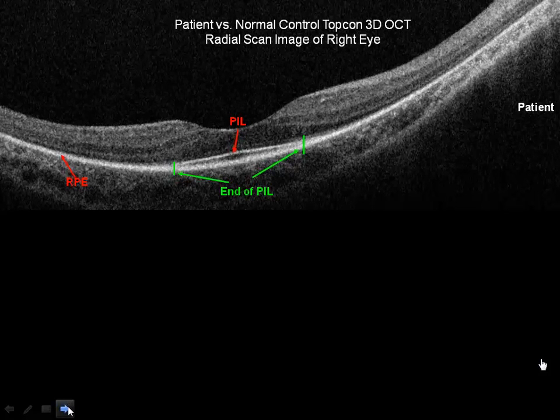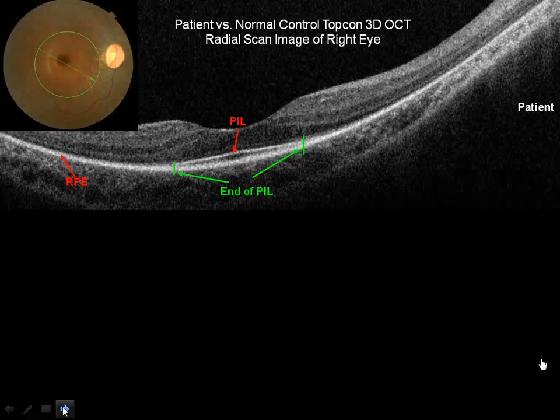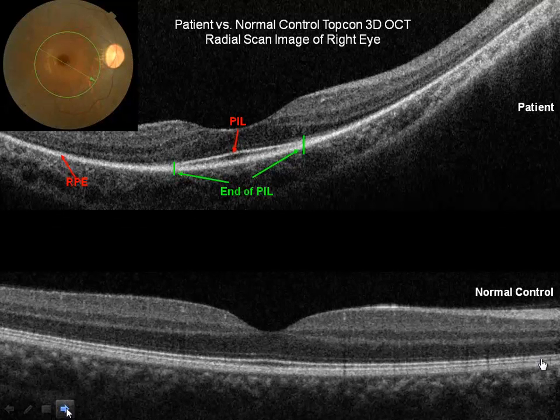The retinal pigment epithelium is still present with that red arrow over to the left, but we are missing tissue. You may look at the disc and the retina. You may see an attenuated arteriole. Maybe the disc looks ever so slightly pale, but usually it doesn't.